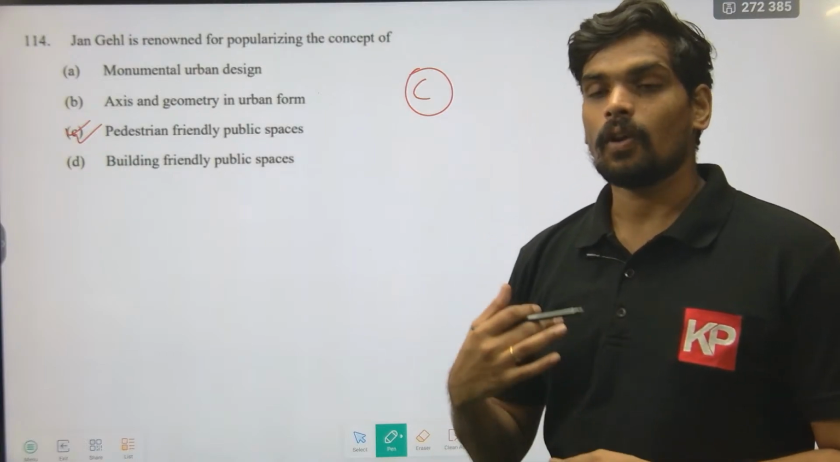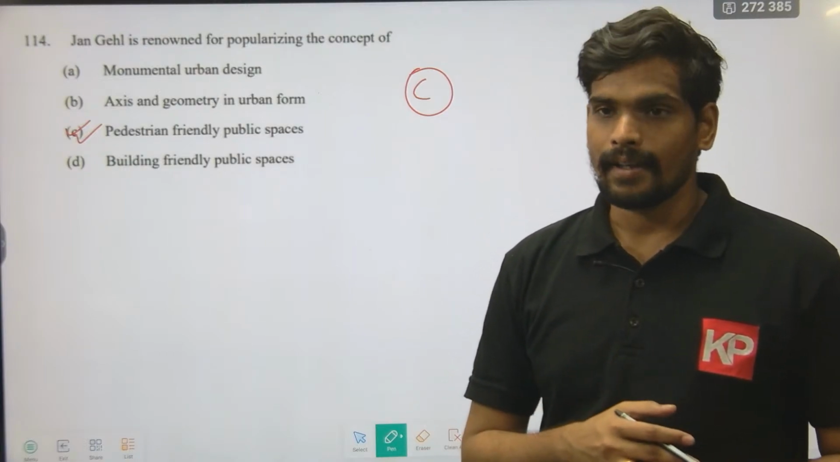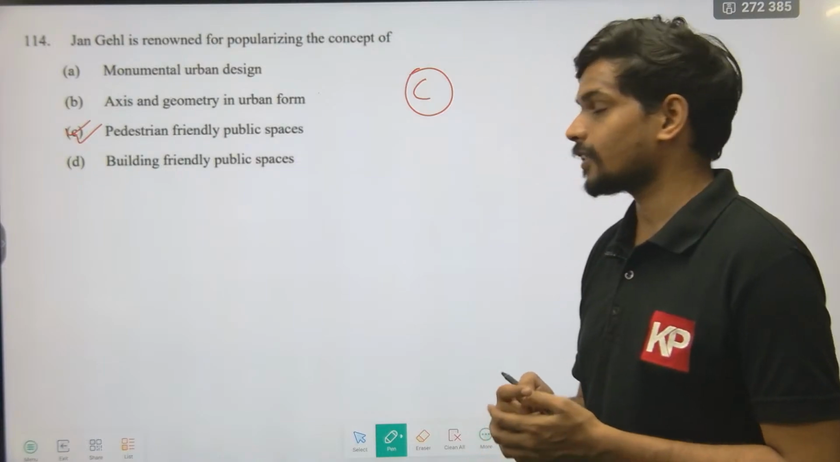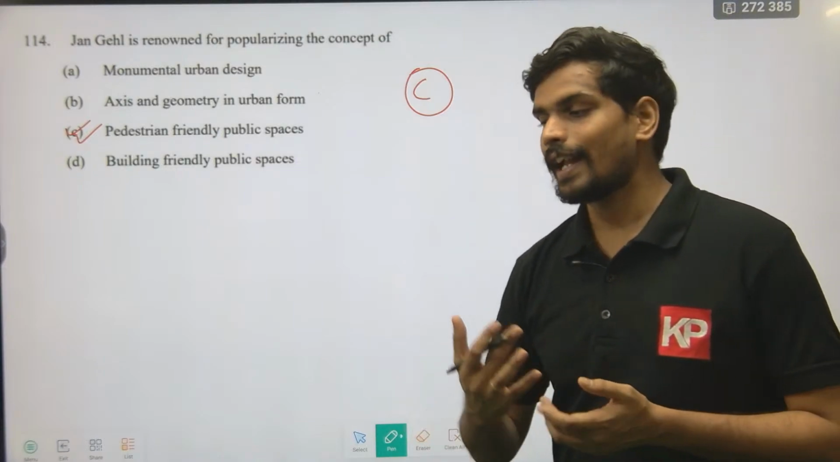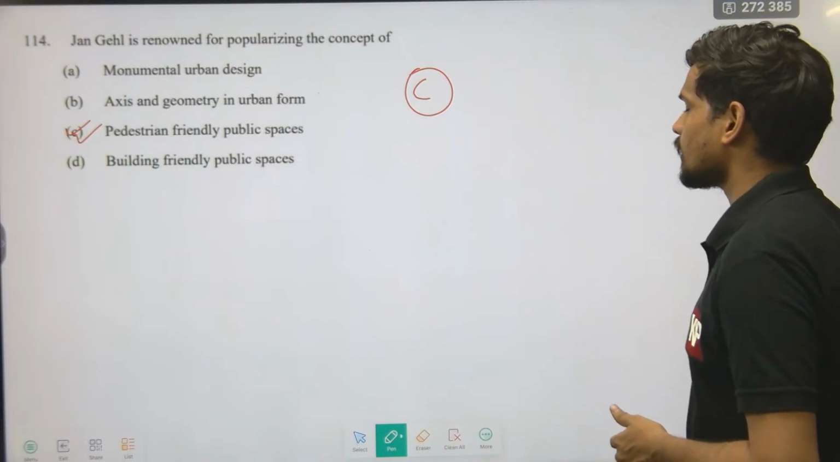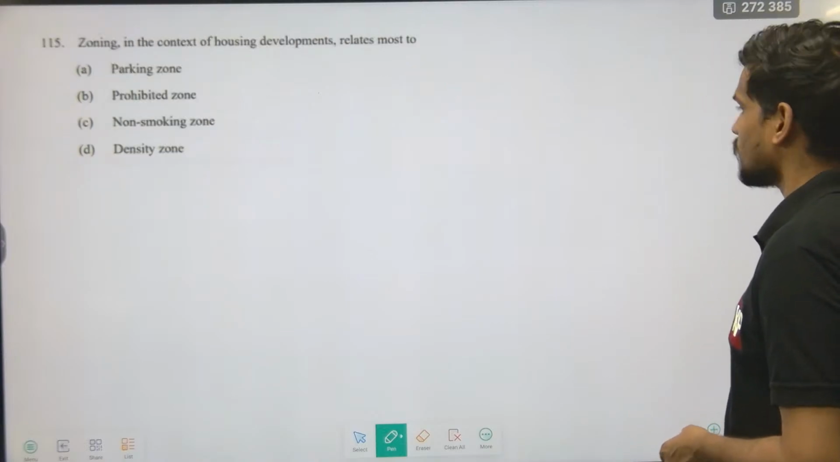He has also written a lot of books. You can look into the books authored by urban designer and architect Jan Gehl to know his works and the area of his focus. So pedestrian friendly public space is the appropriate answer for this question.